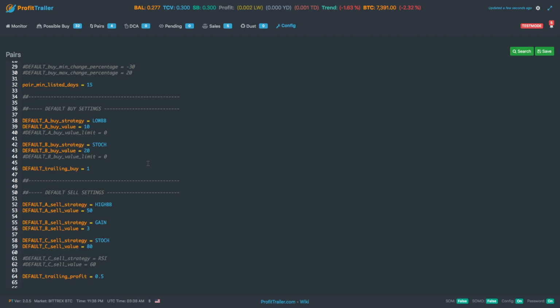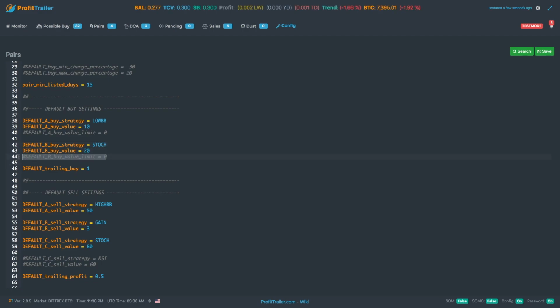Now bear in mind, this is just an example. I have not fully tested this, so if you want to use this setting, please use at your own risk. Now you may also notice I also have stochastic oscillator set as one of my sell values, but we will get to that in a bit. First we're going to look at stochastic oscillator as a buying strategy. So I have here the stoch put in for my buy strategy and my buy value as 20.